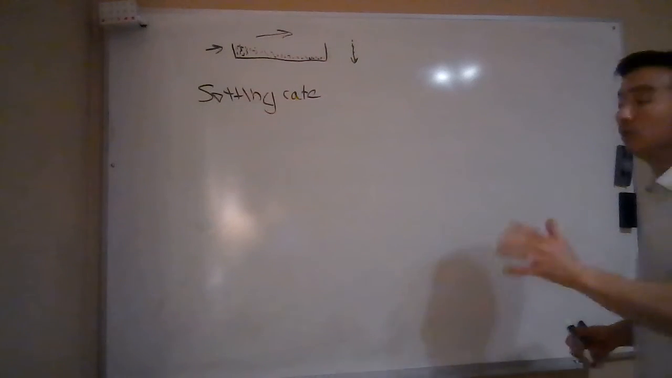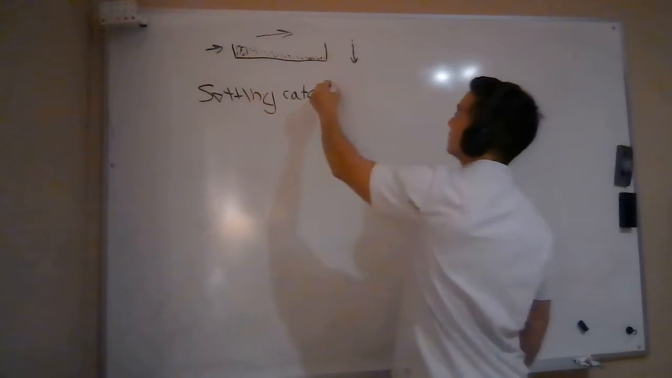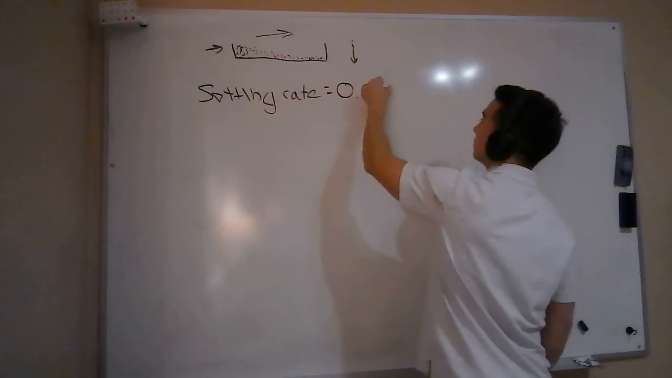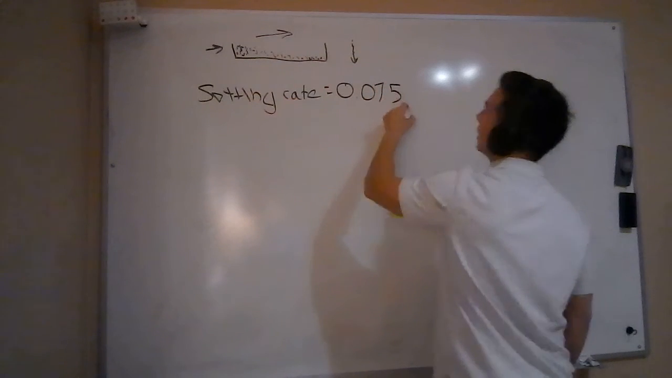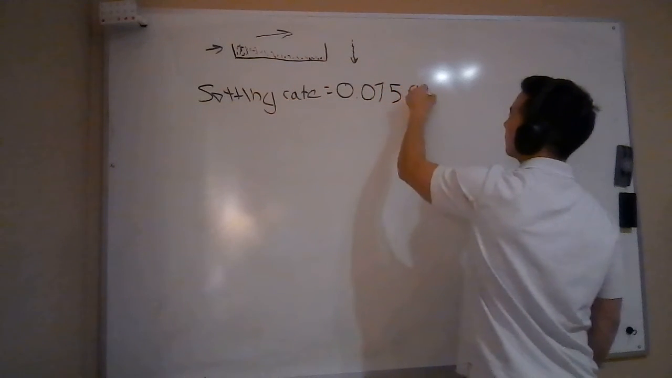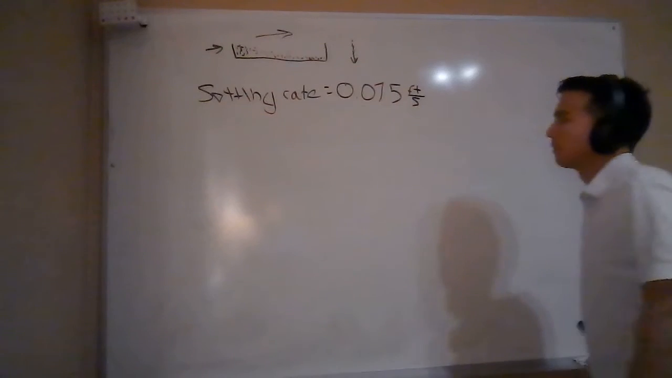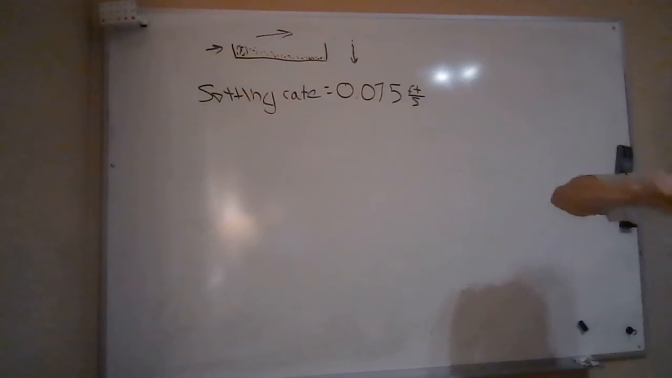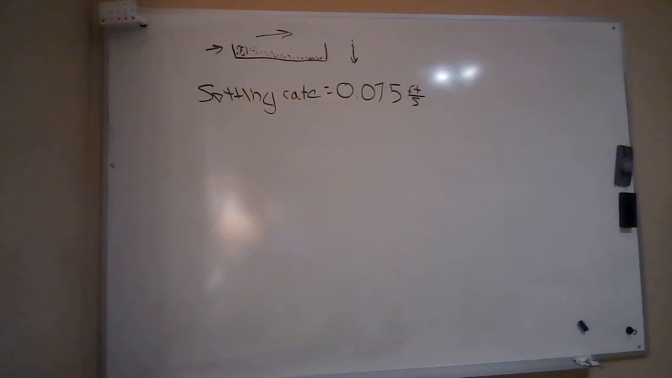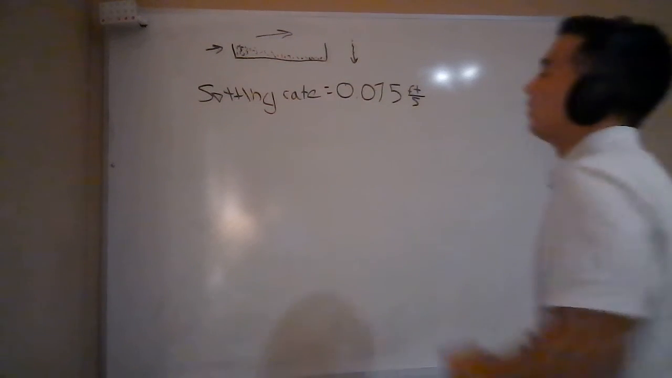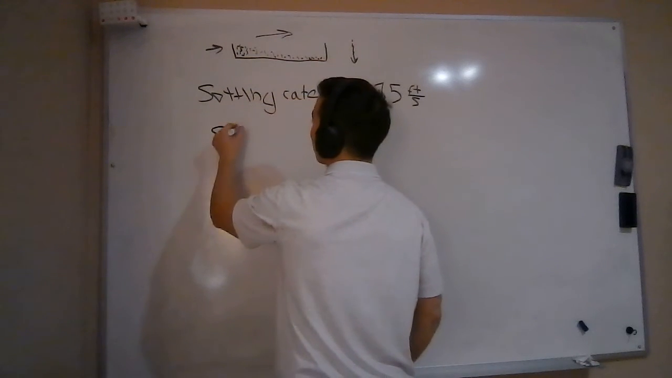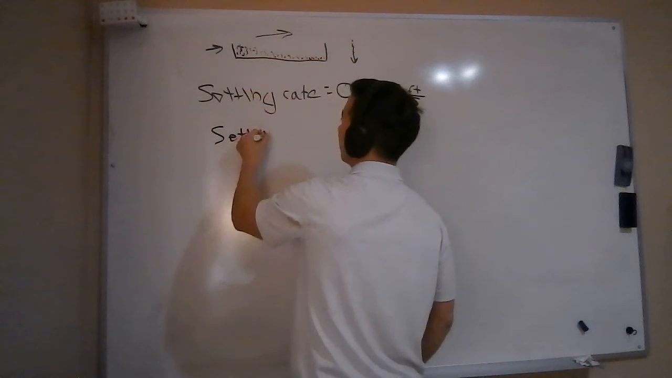And so what we use in the wastewater field, oftentimes, we use a settling rate of 0.075 feet per second. Pretty slow, right? 0.075 feet per second. That's going to be our settling rate. So one of the things we often want to know when we're looking at, say, this grit channel, we want to know our settling time.